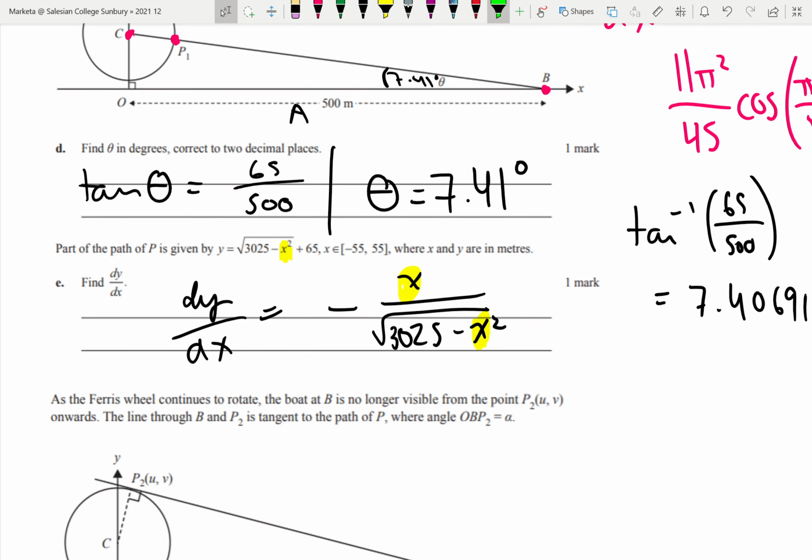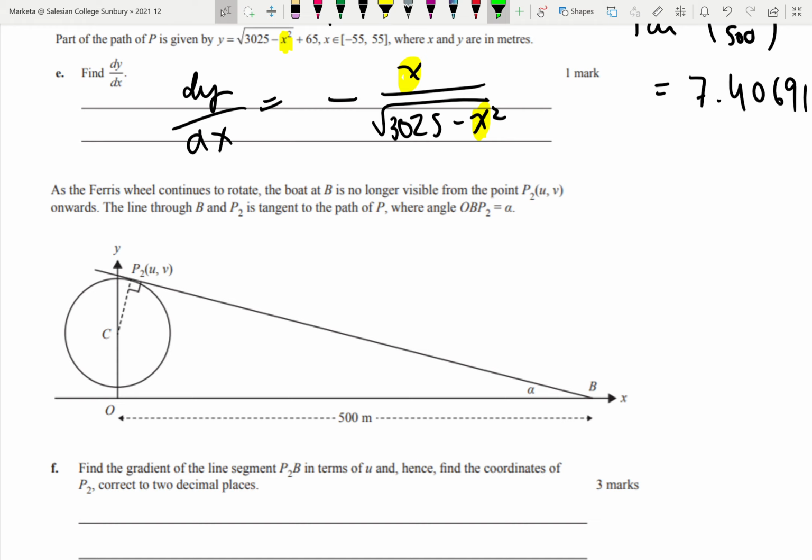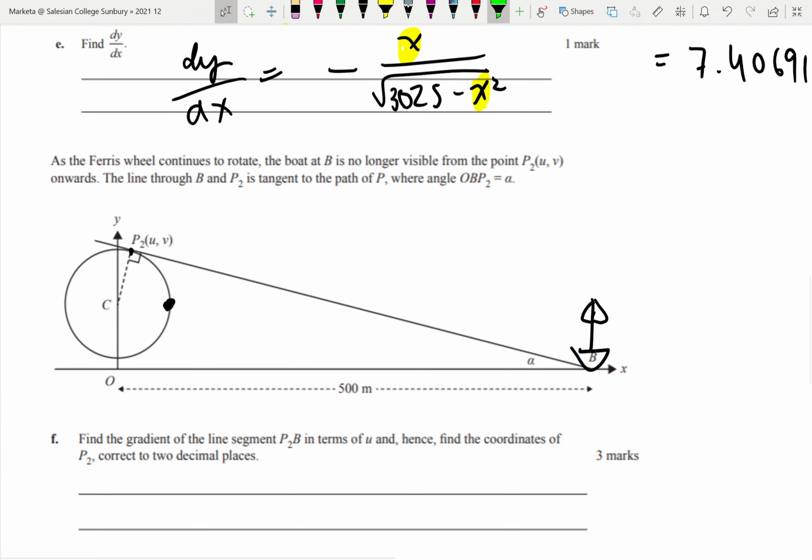Okay, there's our derivative. Okay, as the Ferris wheel continues to rotate, the boat at B, so remember this was the boat here, is no longer visible from point P2. Okay, so let's just think for a second. We had a point that I think we called P1, yes. So here was P1, and this is when you could see the boat. Oh, look, there's a boat just over there. You can see it there. And as you go on the Ferris wheel, you keep going this way anti-clockwise, remember? And then you get to P2, and then you can't see the boat anymore. So it must be that when you look from here, you sort of see, I don't know, somewhere that you can't view the boat for whatever reason.